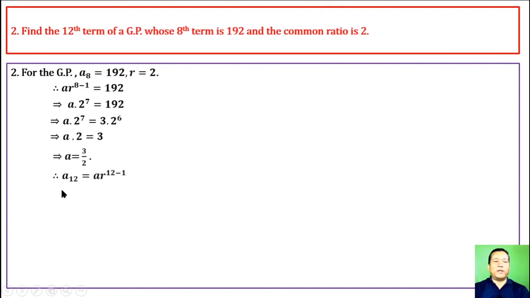Therefore, a12 is a times r to the power 12 minus 1. a is replaced by 3 by 2, r is replaced by 2, and solving, we get 3 times 2 power 10. That is 3072, which is the 12th term of the GP.